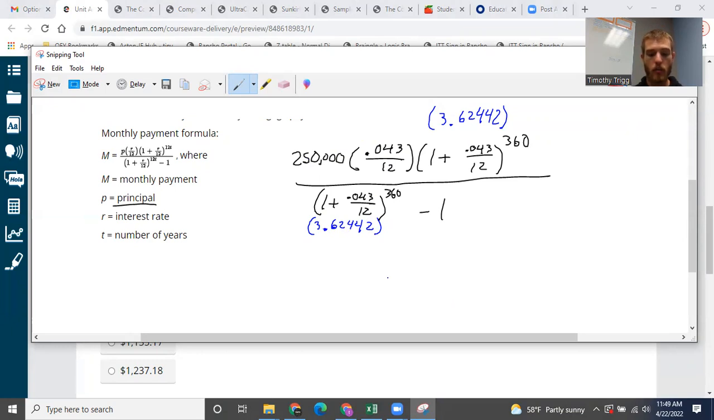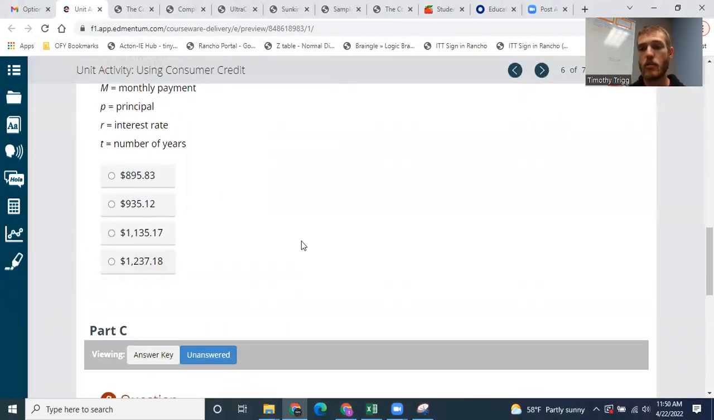Multiply this numerator out. Go ahead and do that on your own as well. In the numerator, I've got 3,246 point, and again, go quite a few decimal places because we're dealing with larger numbers here. Then in the denominator, it's going to be this 3 point whatever minus 1. So that becomes 2 point whatever, 2.62442. This will give us our monthly payment. Go ahead and divide that, and you should get your monthly payment, one of these answers.